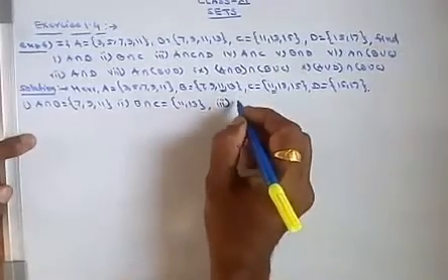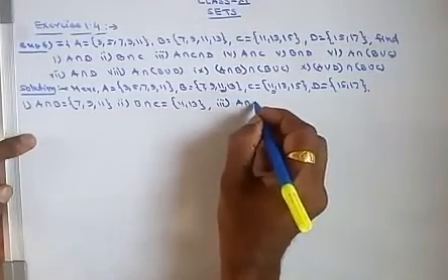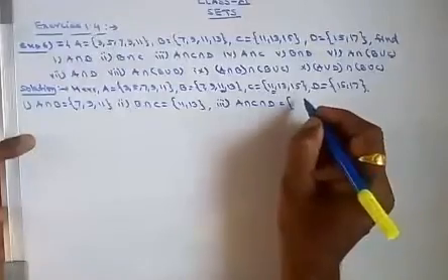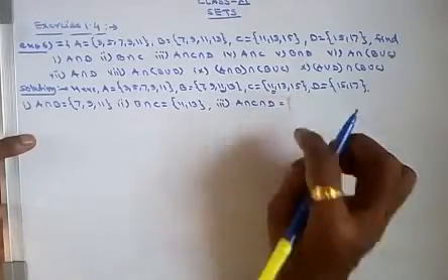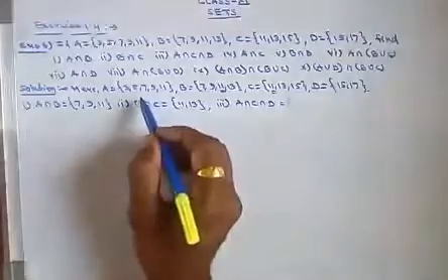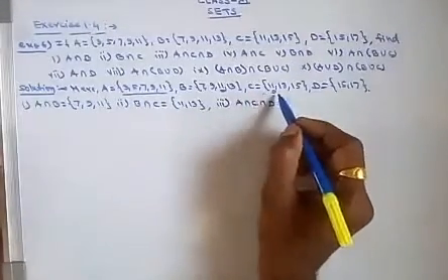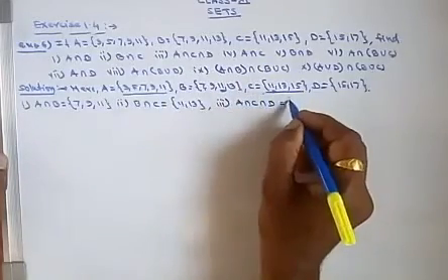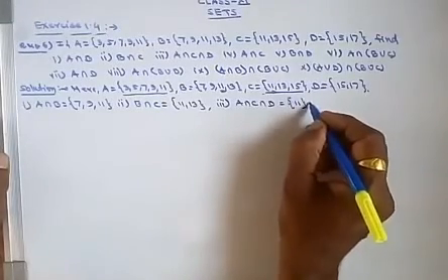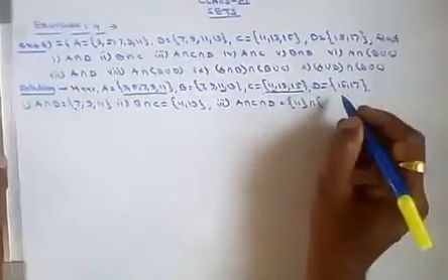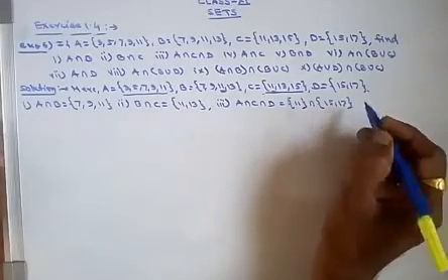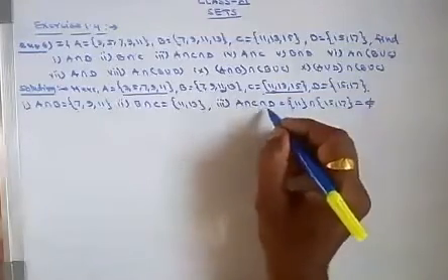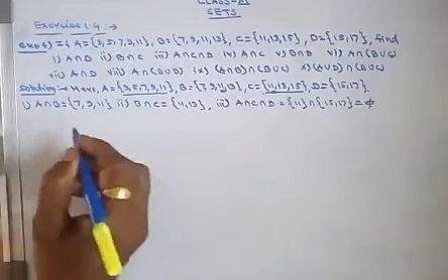Then third is A intersection C intersection D. Let us first find A intersection C, A and C. This is A, this is C. 11 is here, 13 is not here, 15 is also not, so this is 11. 11 intersection D, D is 15 and 17. Okay, so here it is empty set. A intersection C intersection D is empty set.